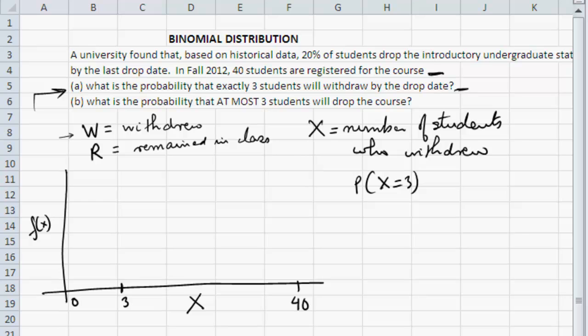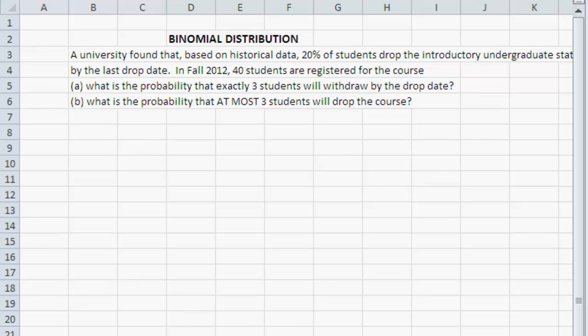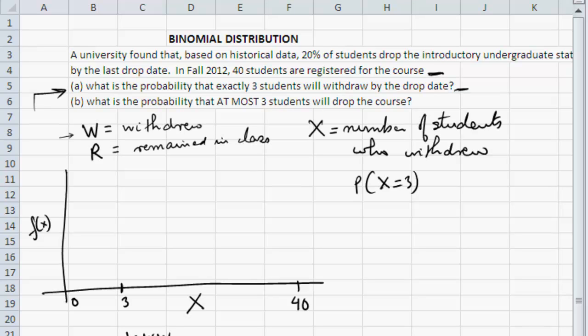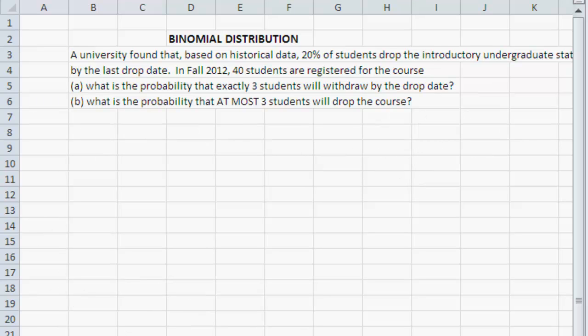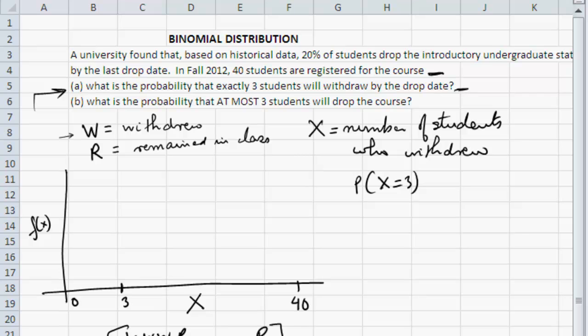If I use the letter W to represent a student who withdrew and R to represent a student who remained in the class, then I could have the following sequence of outcomes: withdrew, withdrew, withdrew, followed by 37 R's. This is a sequence of student decisions which results in 3 students withdrawing.